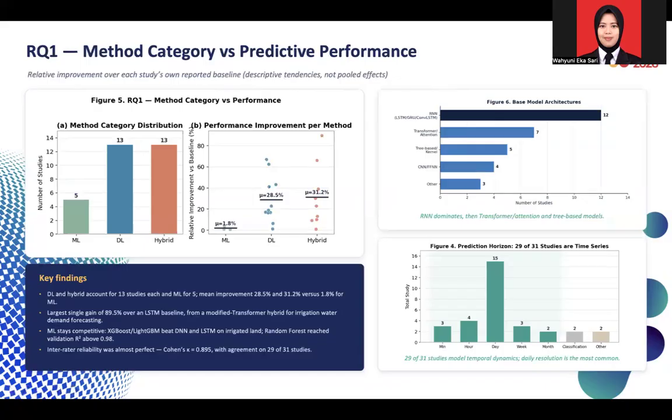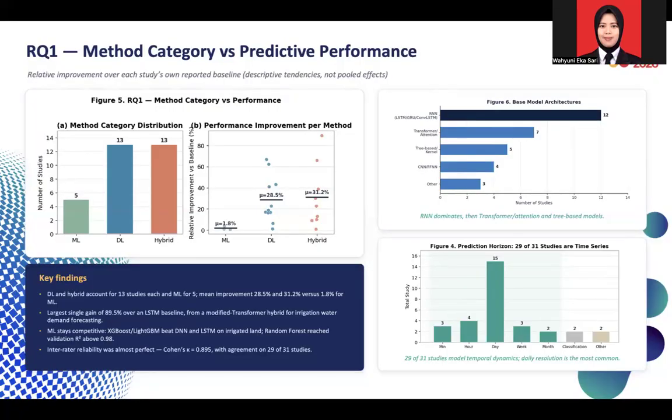To the first research question, one clarification before the numbers. This describes tendencies across studies, each relative to its own baseline. They are not full effect sizes. Deep learning and hybrid approaches account for 30 studies each, and classical machine learning for 5. Mean relative improvement was 28.5% for deep learning and 30.2% for hybrid models, against 1.8% for machine learning.